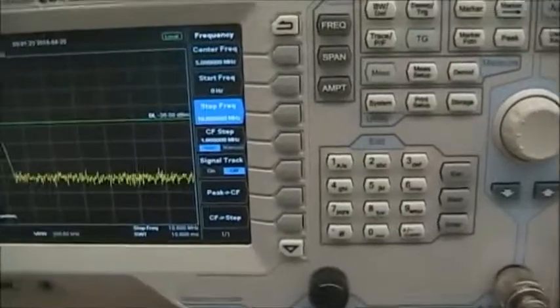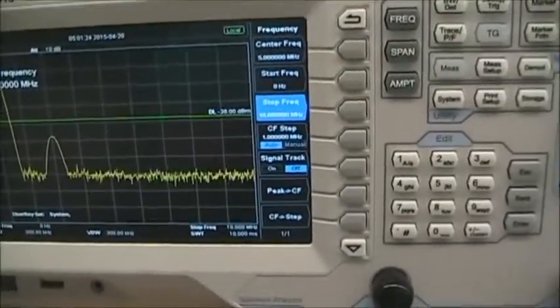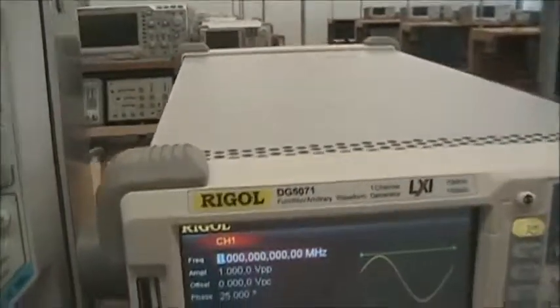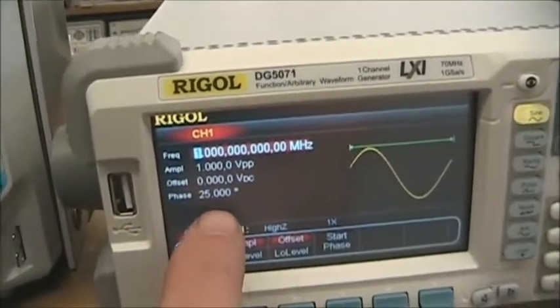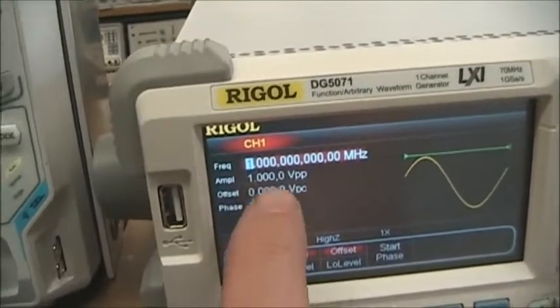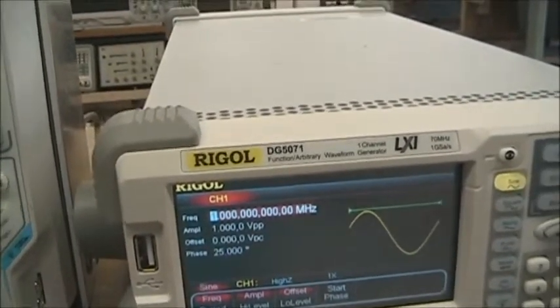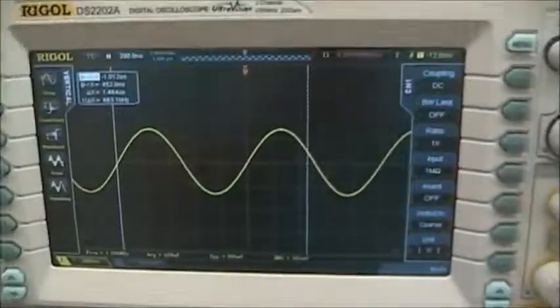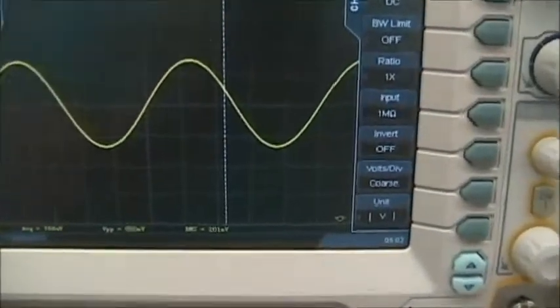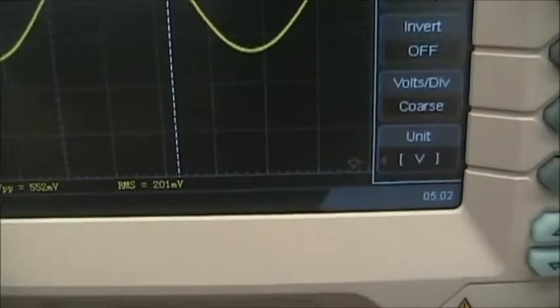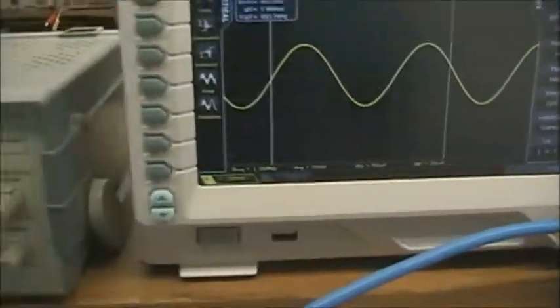Since the generator is 50 ohms and the spectrum analyzer is 50 ohms, we see a reduction of the signal by 50%, or 2 to 1. So once you have the spectrum analyzer connected, you can no longer trust the readings on the ARB signal, which is what is generating. We trust the scope to give us the reading. So in this case, we're going to use the 201 millivolt signal.